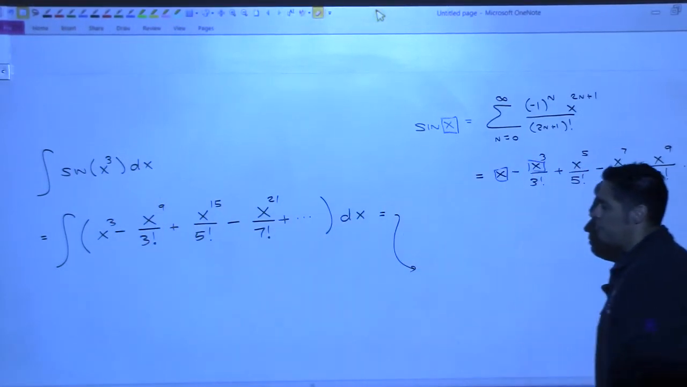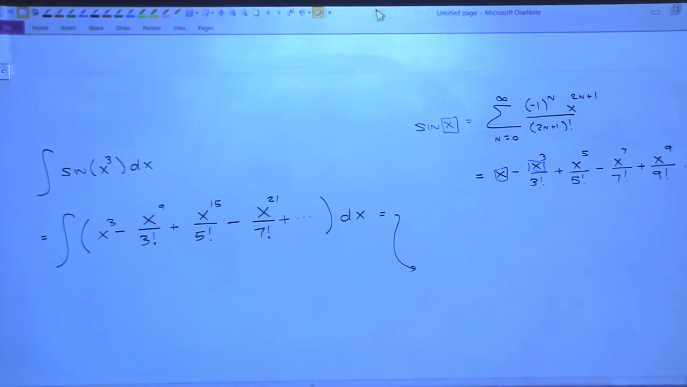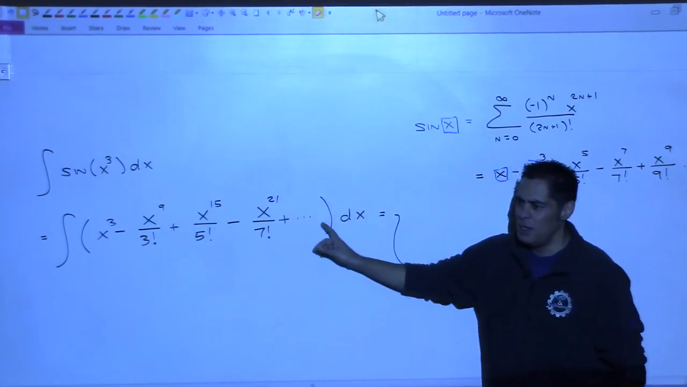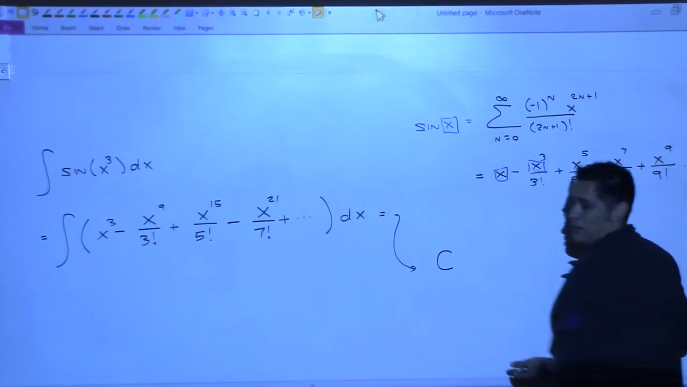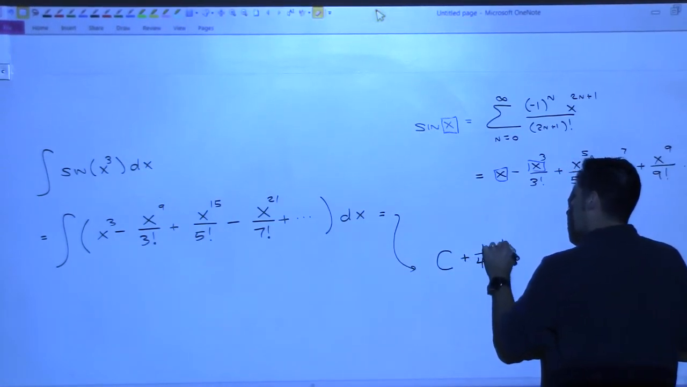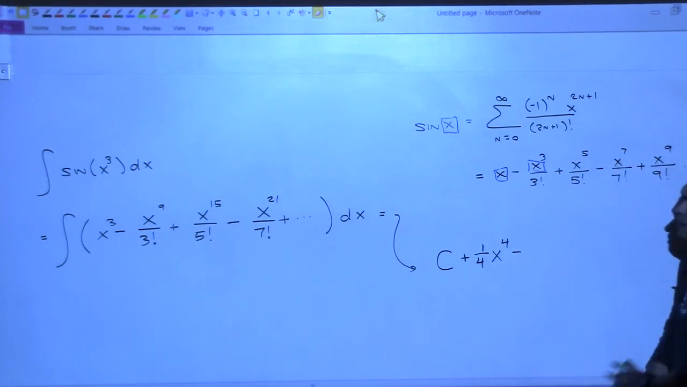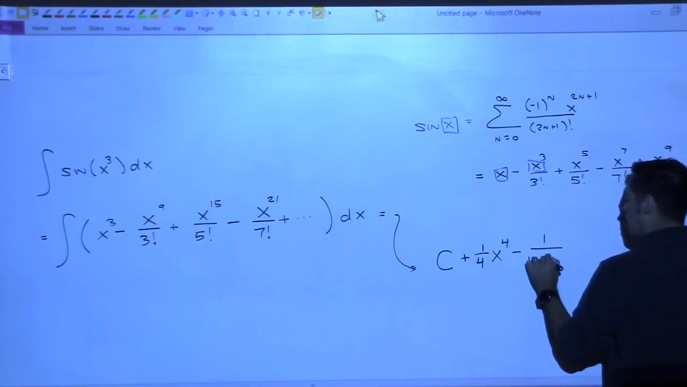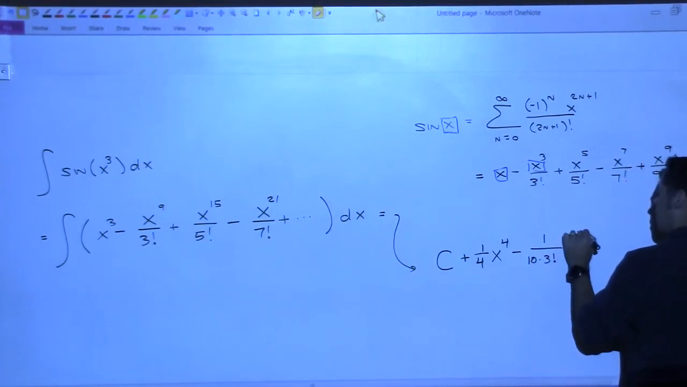So what's the antiderivative of x to the 3rd? 1/4 x to the 4th. Now we are going to have a plus C out here, right? And it's kind of weird to do plus dot, dot, dot C, so a lot of times we put the C in the front, okay? C and then plus 1/4 x to the 4th minus, okay, what's this one going to be? Yep, 1/10, but you still have a 3 factorial down there. So how about I write 1 over 10 times 3 factorial, x to the 10th.